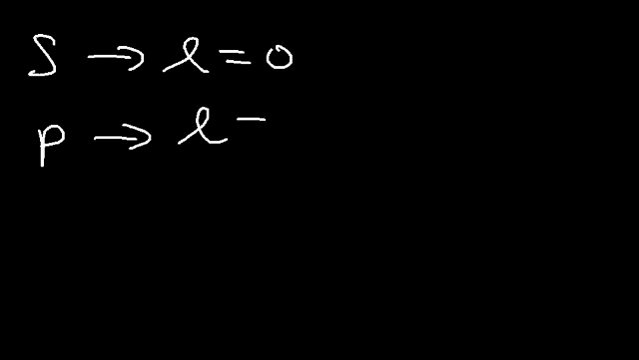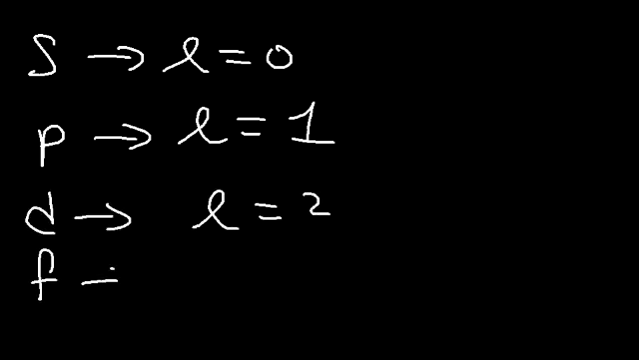Now, you need to know the shapes of the sublevels. S is spherical. It looks like a sphere. P has a dumbbell shape, and D has like a clover leaf shape. And F is just some complicated stuff that I'm not going to draw. Now, for the S sublevel, L is always 0. For the P sublevel, L is 1. For the D sublevel, L is 2. And for F, L is 3. So L is associated with the sublevel like S, P, D, and F.